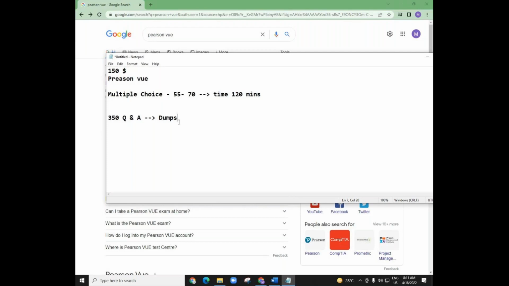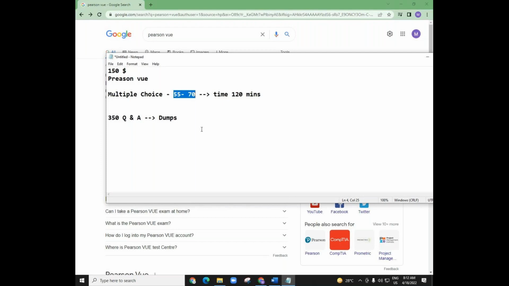See, without preparing dumps, if someone tries to attempt the examination, then in 120 minutes he cannot complete 55 to 70 questions. Actually, among the 55 to 70 questions, most will be scenario based questions. They will say, okay, this is the scenario, this is a virtual machine, this is the firewall, and so on, whatever the scenario is. In this scenario, as administrator, what will you do?